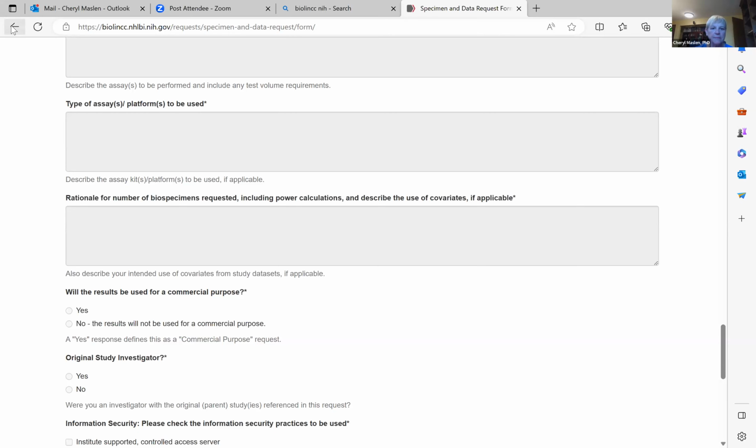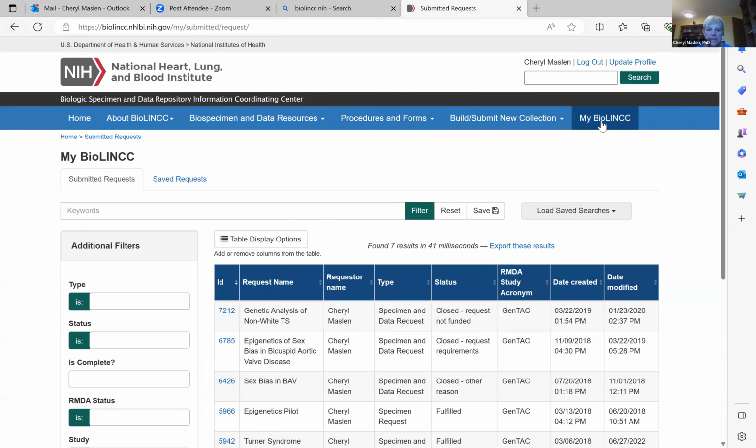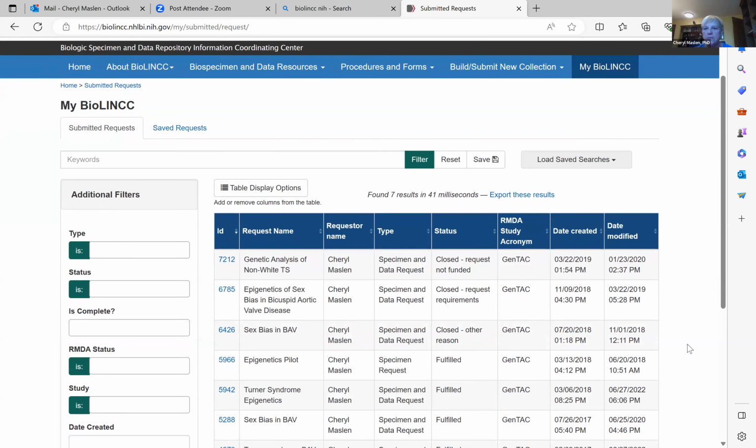Once you submit these, then you will have your BioLINCC page, my BioLINCC, go back to my page, and your study will be listed, the type of information and samples that you're requesting, and the status. And like I said, the status gets updated on a regular basis as you move through this process. So those are sort of the nuts and bolts behind making a request to BioLINCC.